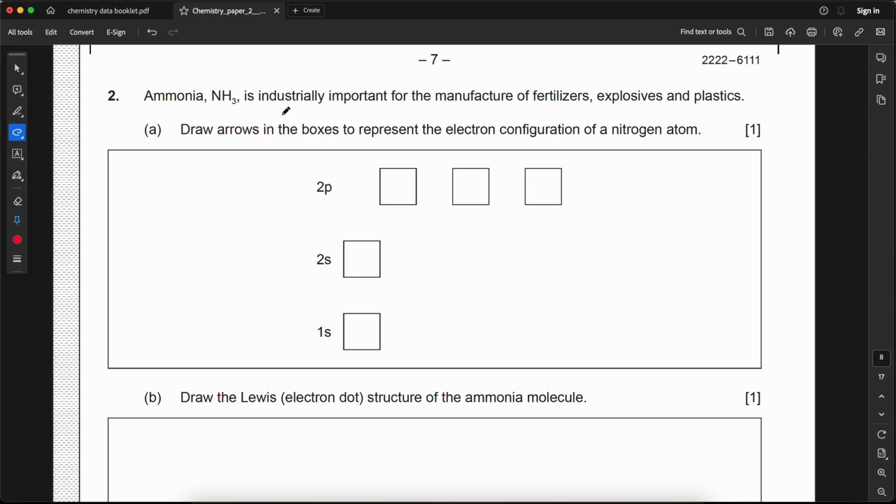Draw arrows in the boxes to represent the electron configuration of a nitrogen atom. So the nitrogen atom has proton number 7. That would be 1s2, 2s2, 2p3. So 2 electrons here, 2 electrons here with opposite spin, and then 2p3. You need to point them up first, filling up the orbitals, and then if it's more than 3, you will start pointing them down right here.